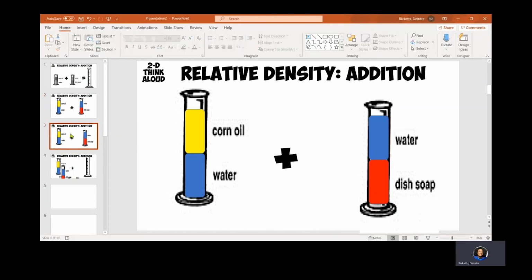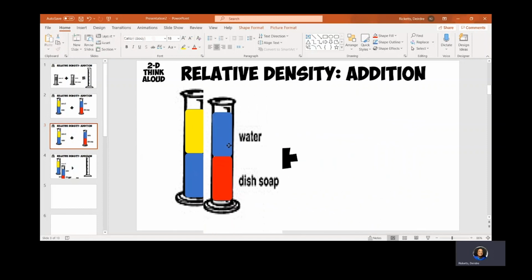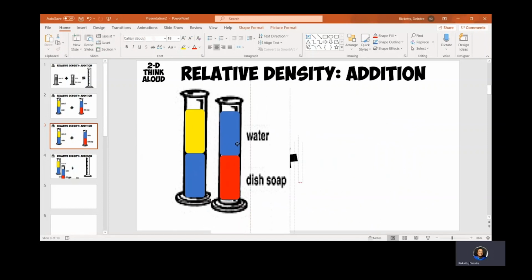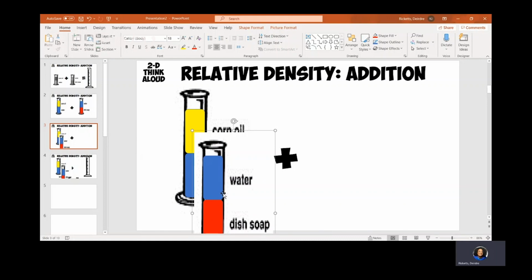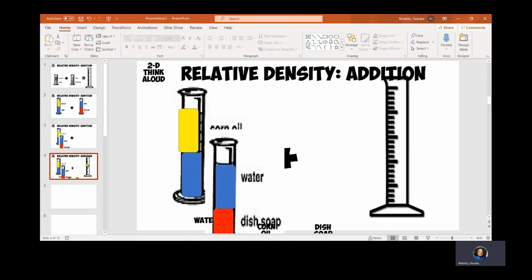That's how I think. Then I'm going to come over here and I'm going to match. Everyone say match. I didn't hear you. And I'm going to match color to color. Can I match the water to the corn oil? No, because it's yellow and blue. Can I match water to water? Yes, I can. When I match them together, it gives me what this third big graduated cylinder is going to look like. Dish soap, then water, then corn oil. Let's go to next one and put it together.